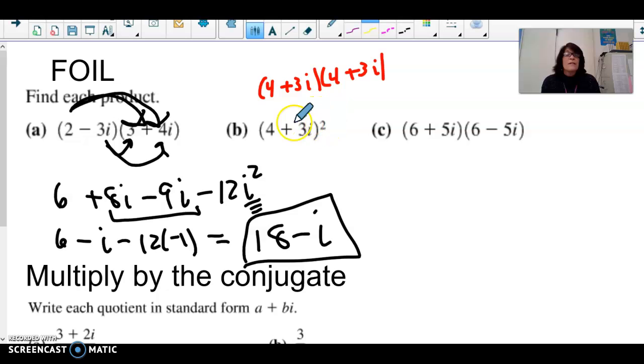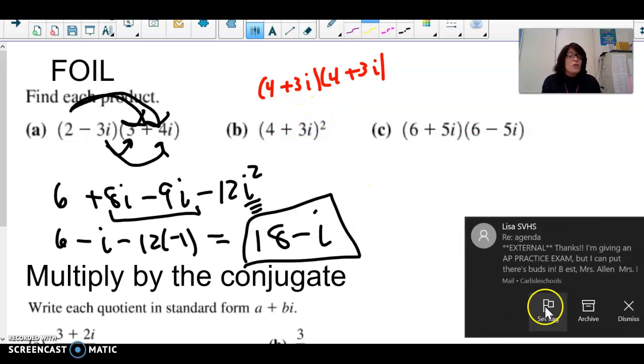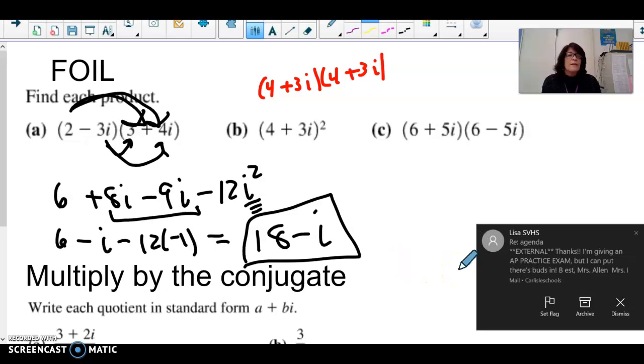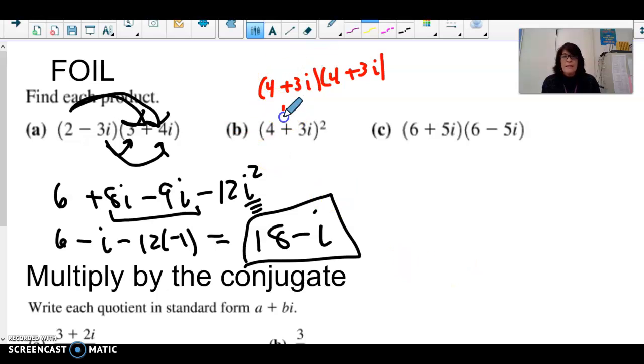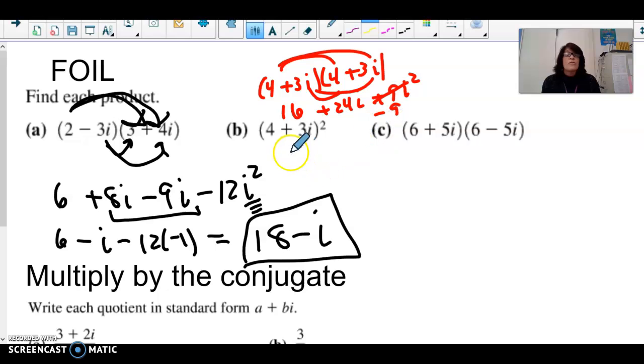But what I mean is, it's not like you just square each term here, okay? What we have to do is FOIL this. 16 plus 12i plus 12i, that gives me 24i plus 9i squared. Plus 9i squared becomes minus 9 because i squared is -1. So we end up with 7 plus 24i.